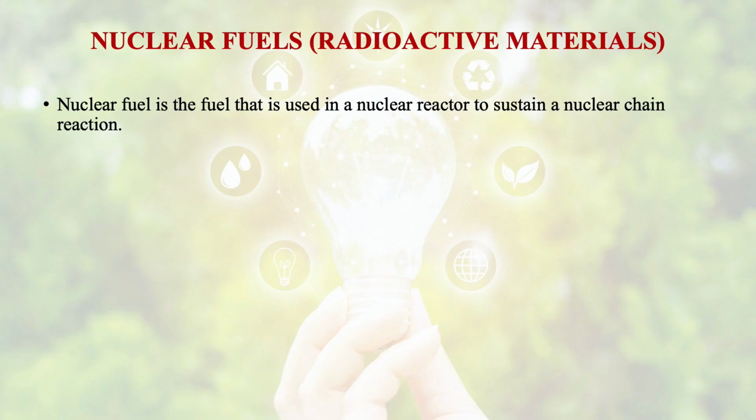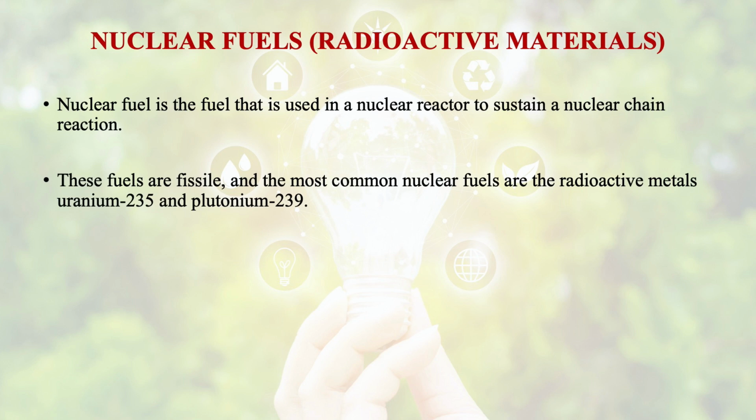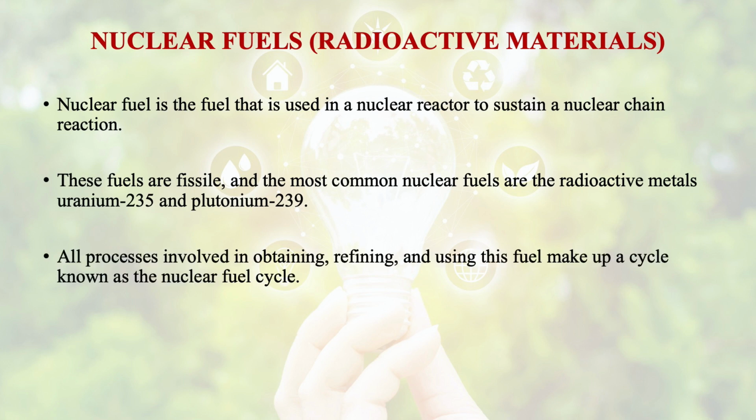Now, what are the nuclear fuels that we are going to use? These are generally radioactive materials. Nuclear fuel is the fuel that is used in a nuclear reactor to sustain a nuclear chain reaction. These fuels are fissile, and the most common nuclear fuels are the radioactive metals uranium-235 and plutonium-239. All processes involved in obtaining, refining and using this fuel make up a cycle known as the nuclear fuel cycle. We are just preparing the fuel for the fission reaction.